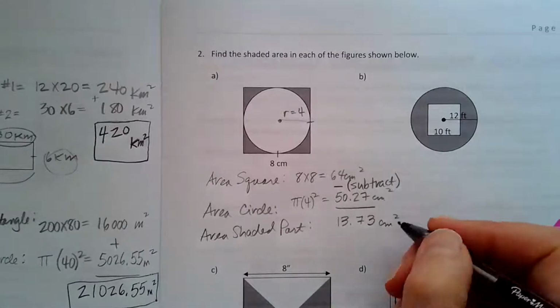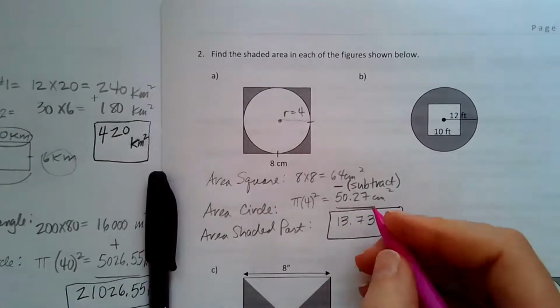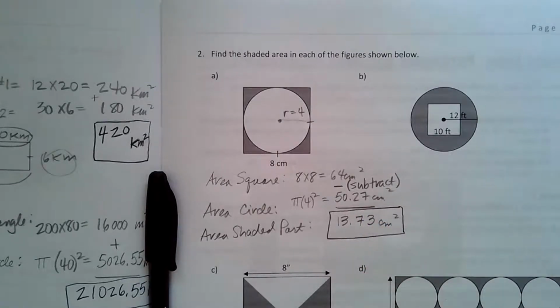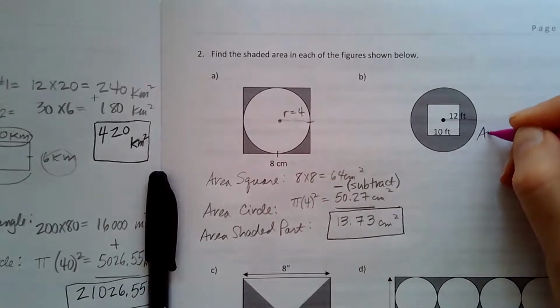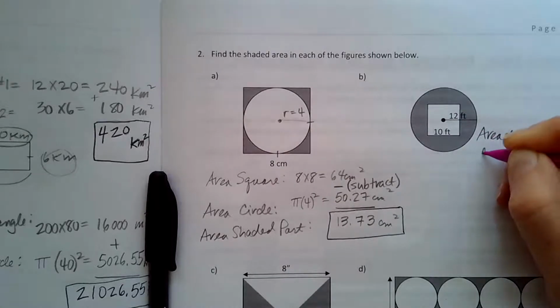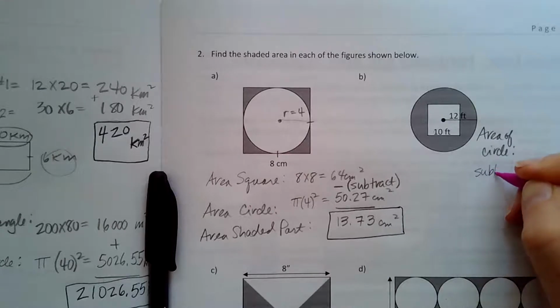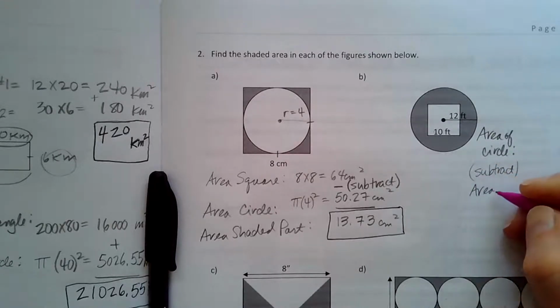So the skills are the same, right? We find the areas of the separate shapes, but instead of adding, we subtract. So you're taking the outside shape, subtracting all the inside shapes. So here I have kind of the backwards. I have area of circle, and I'm going to subtract area of square.